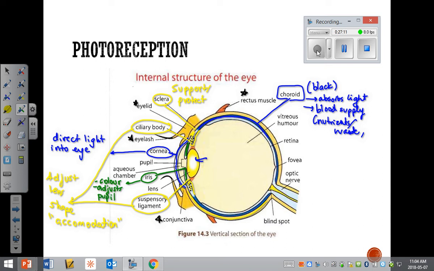So when we did the reflex lab and you went in the dark room and then flashed a light in your eyes and your pupil changed size, it was because the iris actually changed size, adjusting the size of your pupil. Okay? And then the pupil is the opening here for light. So your iris and your pupil work together to adjust how much light is coming into your eye.